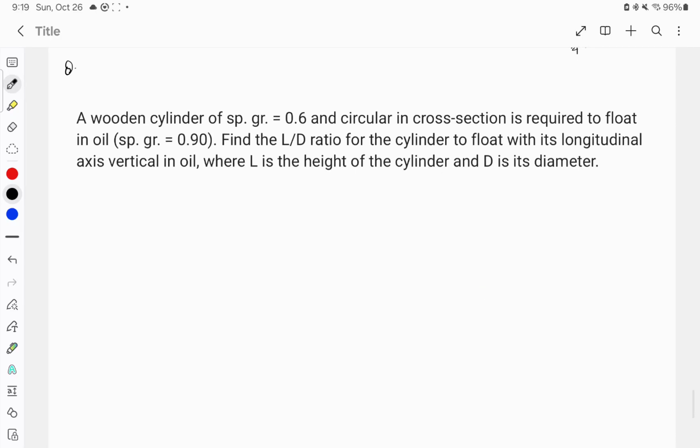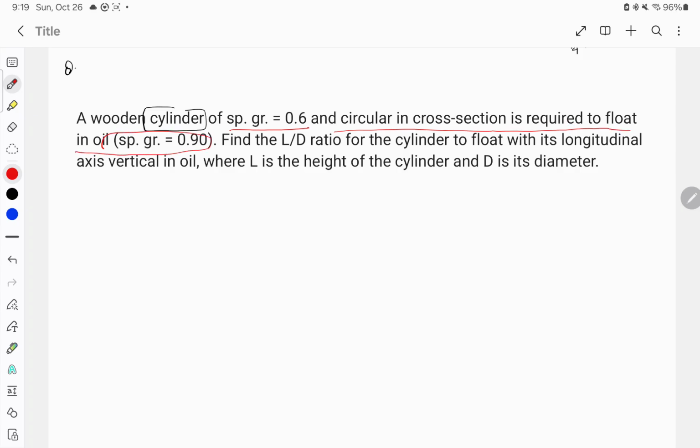To understand the concept of metacentric height, you need to solve at least 2 to 3 different types of problem. I'm going to show you one, and the rest is for you guys to explore. Let us say they have given a wooden cylinder, with a specific gravity, so we know it's lighter than water. It has a circular cross section and is required to float in oil.